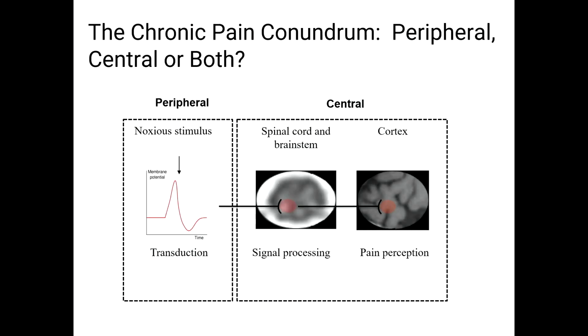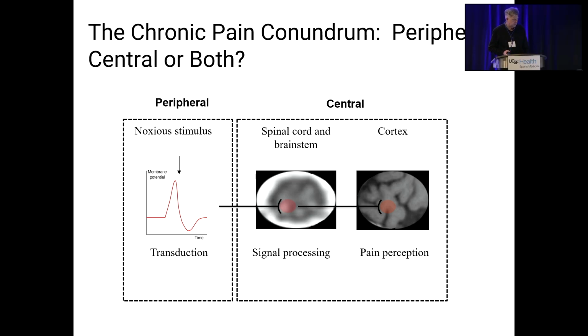It's my only disclosure. So the basic conundrum we face with most patients with chronic low back pain, or any chronic pain of any type actually, is just trying to figure out, is this pain central? In other words, is something going on in the nervous system, or is it peripheral? Is something going on in the spine or the joint or whatever?